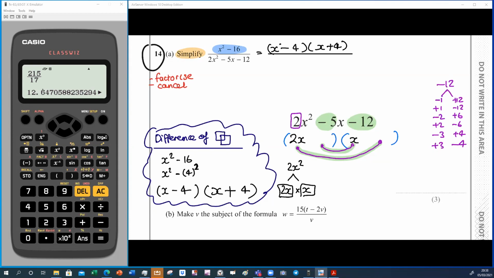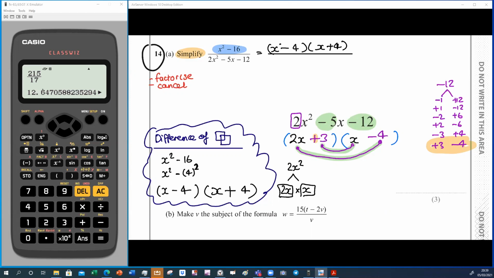Which one, Salia? Plus 2 and minus 6? Plus 3 and minus 4? Okay, you want to try the plus 3. Let's grab that then. Where do you want me to put the plus 3? Shall I put the plus 3 next to the 2x? Yeah? Okay, you will try it in that position. Plus 3 goes here, and you want me to try the minus 4 here?